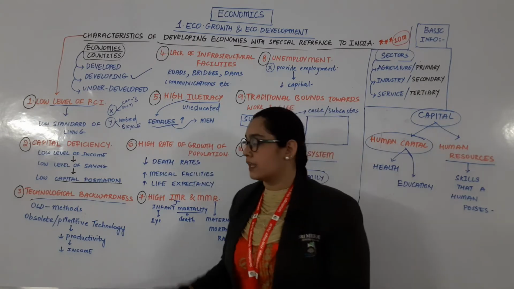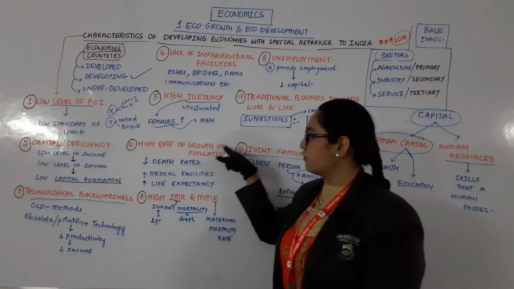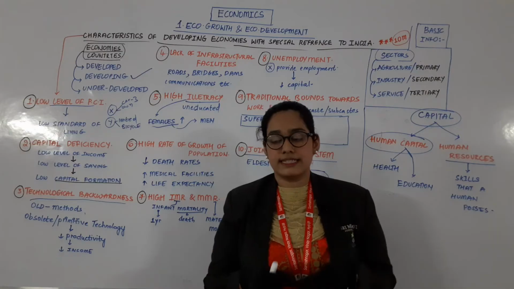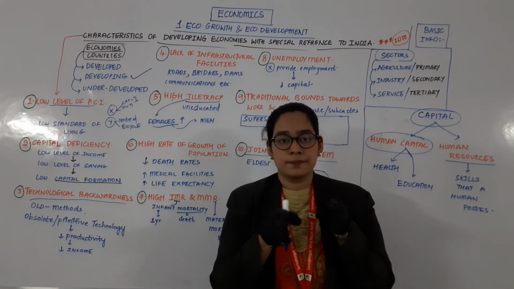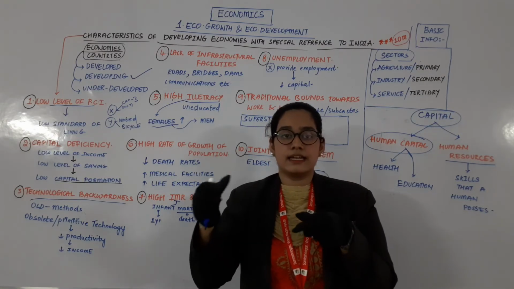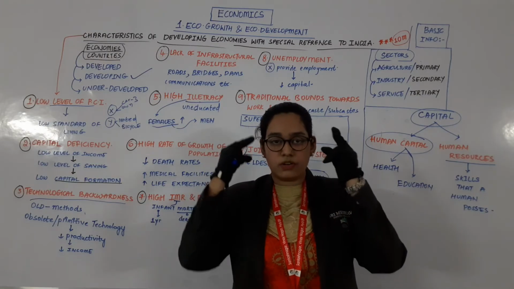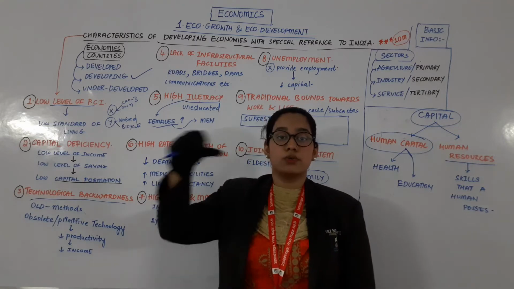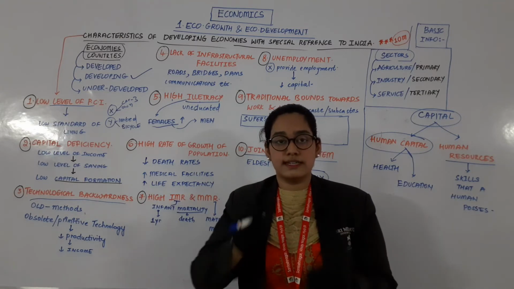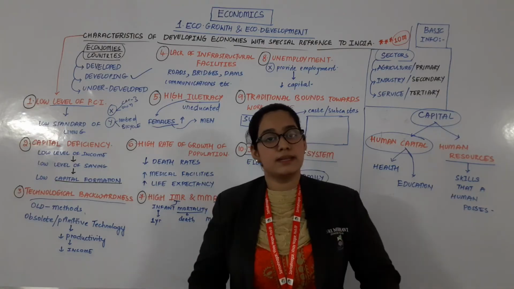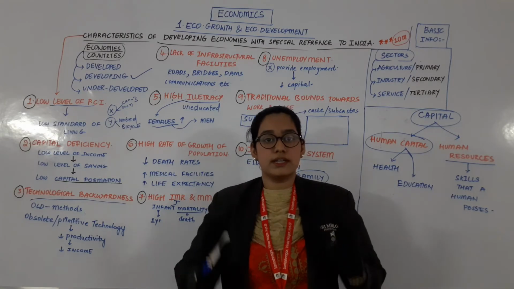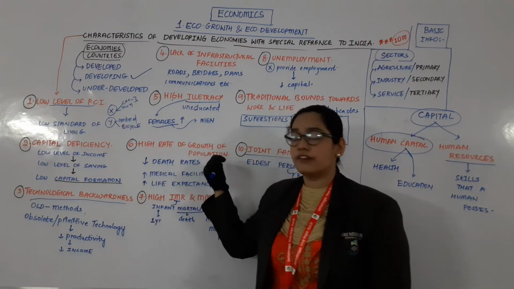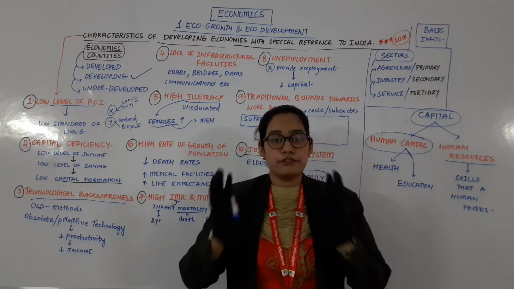The sixth point, high rate of growth of population. The population is growing and growing and growing. For example, if I have an empty glass, and you tie a black ribbon on my eyes and I am pouring the water inside the glass, I am just going on pouring and pouring, I do not know what is the limit of the glass because I am not able to see. That means the water is overflowing. In the same way, the population of our country is overflowing.